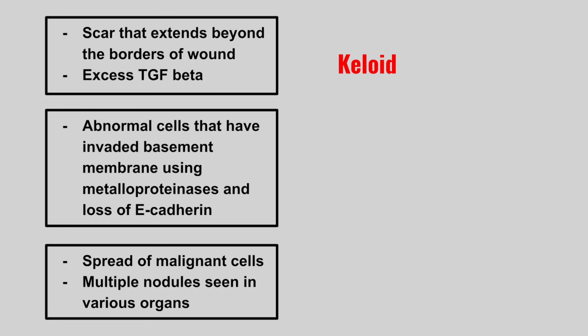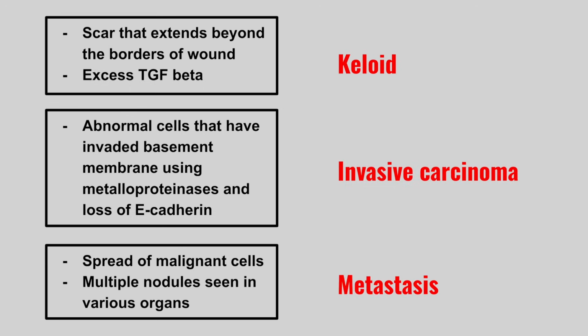The next one involves abnormal cells that have invaded the basement membrane using metalloproteinases and loss of E-cadherin. This is an invasive carcinoma. Next, we have spread of the malignant cells and multiple nodules seen in various organs. This is metastasis.